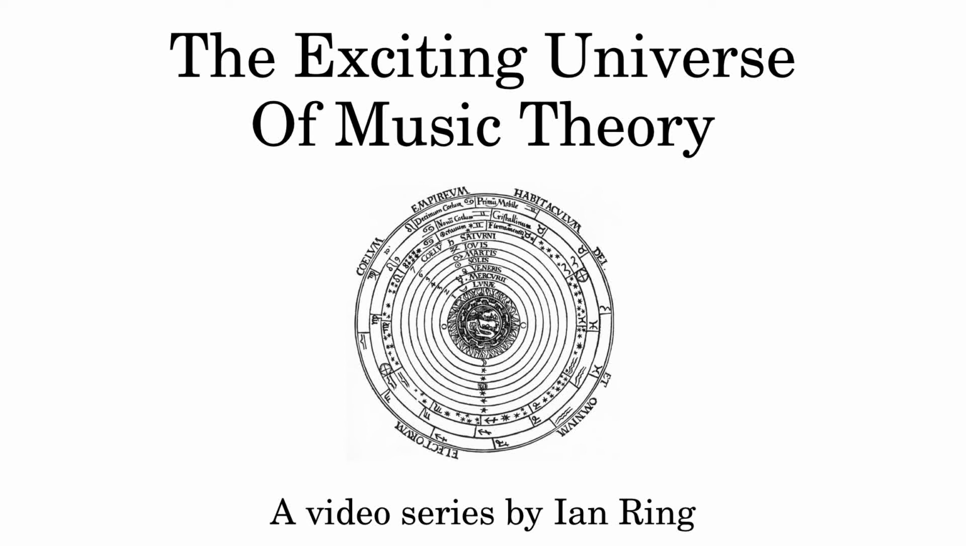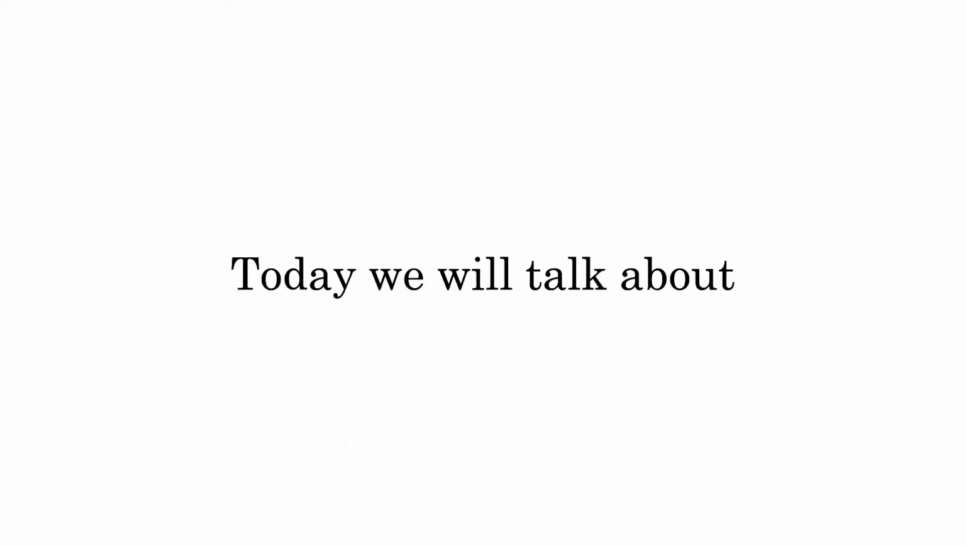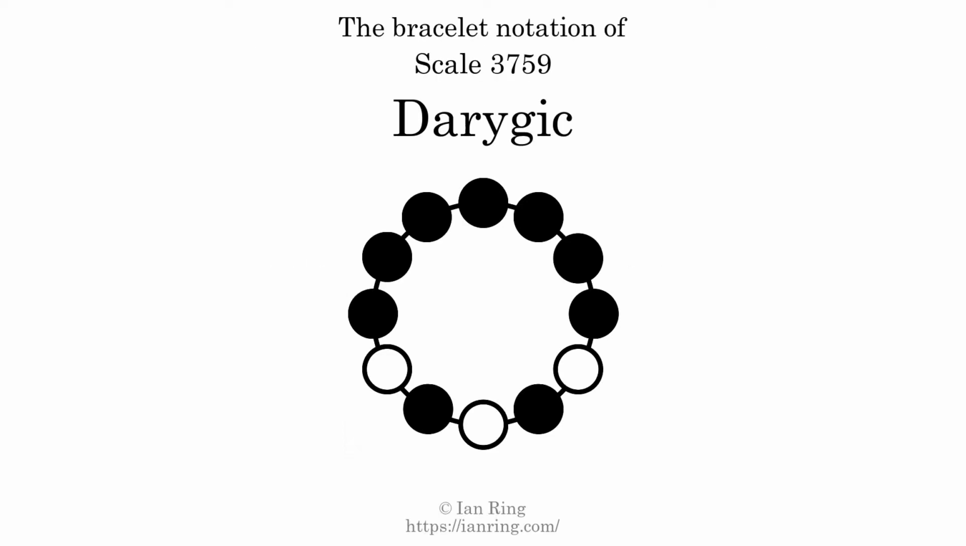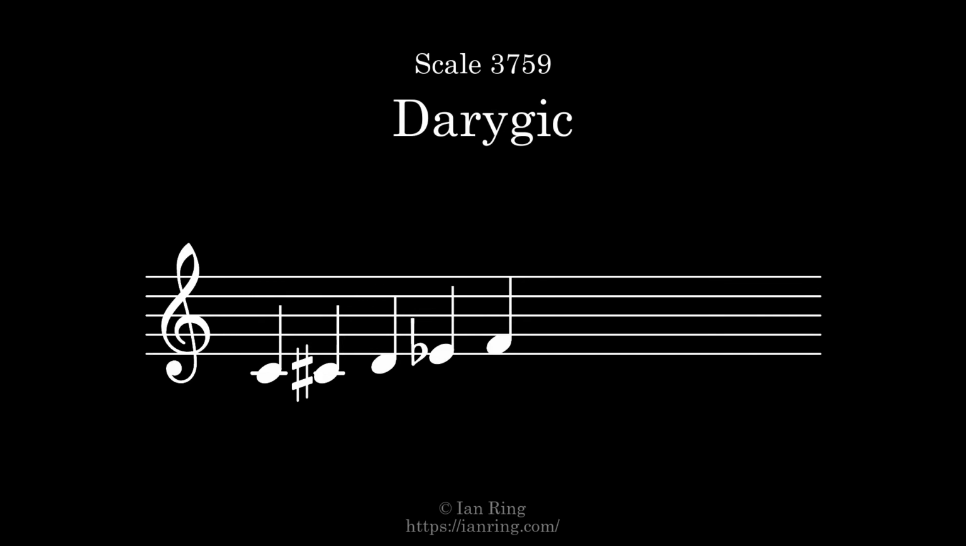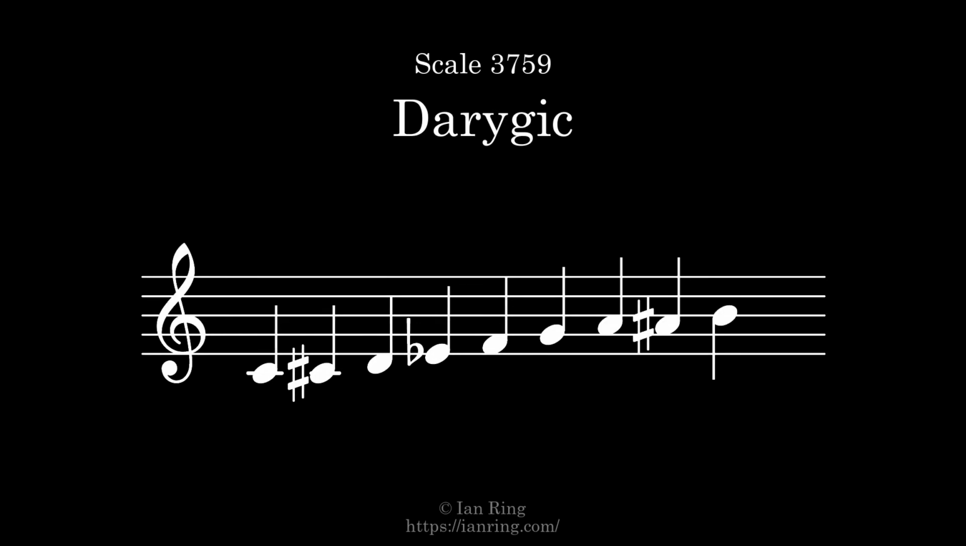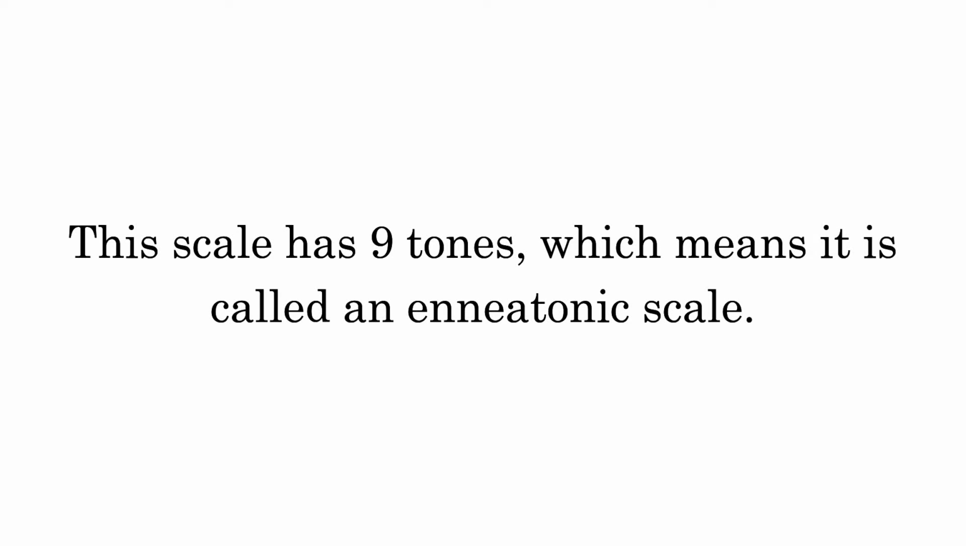Welcome to the exciting universe of music theory. Are you ready to learn? Then let's begin. Today we will talk about scale 3759, Darygic, which sounds like this. This scale has 9 tones, which means it is called an enneatonic scale.